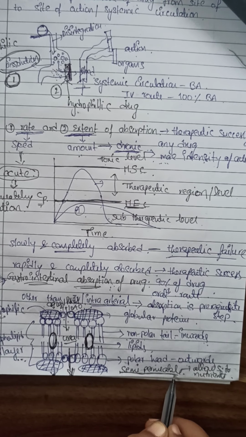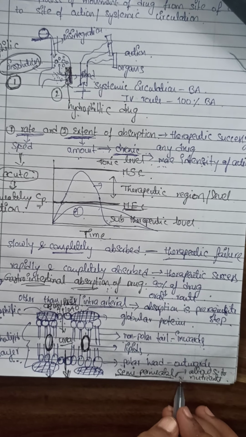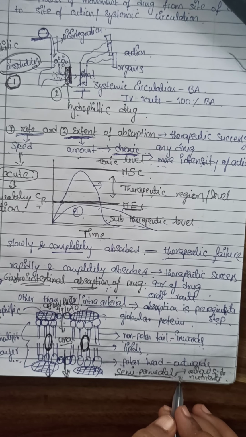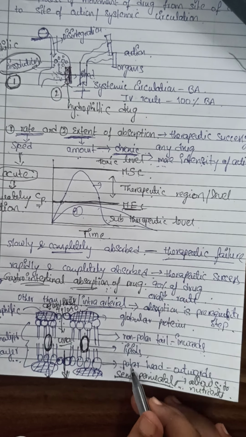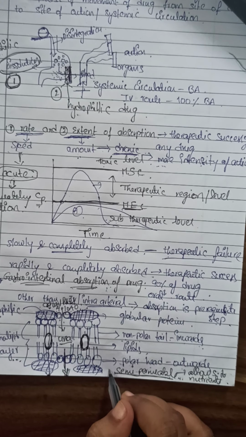It allows only the nutrients which are required for the growth of the body, that is amino acids, fatty acids and glucose. The remaining compounds are not permeable through this membrane. So that is medicaments or drugs. So this is the nature of the cell structure.